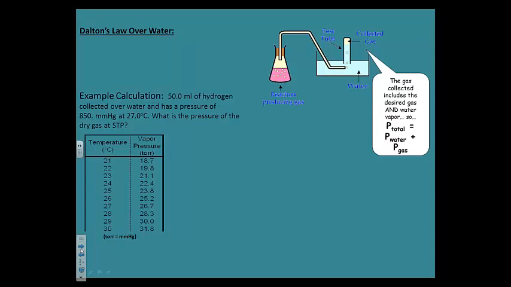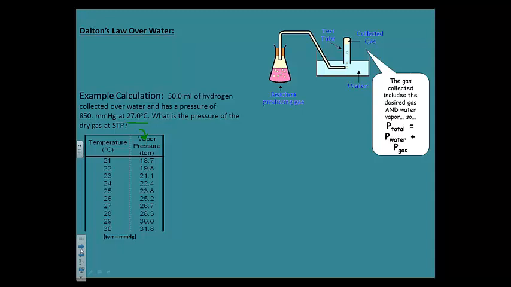Here's an example. You have 50 milliliters of hydrogen, and it's collected over water. That sample of gas has a pressure of 850 millimeters of mercury at 27 degrees Celsius. That temperature is important because we're going to have to refer to this chart down here for the vapor pressure based on the temperature. So we want to know, what is the pressure of the dry gas? That simply means, what is the pressure of hydrogen without the water pressure being there?